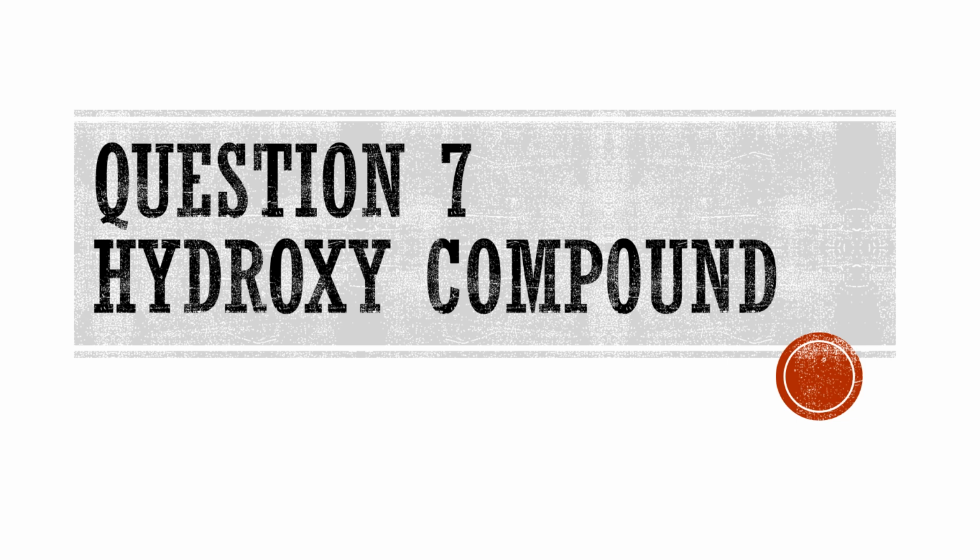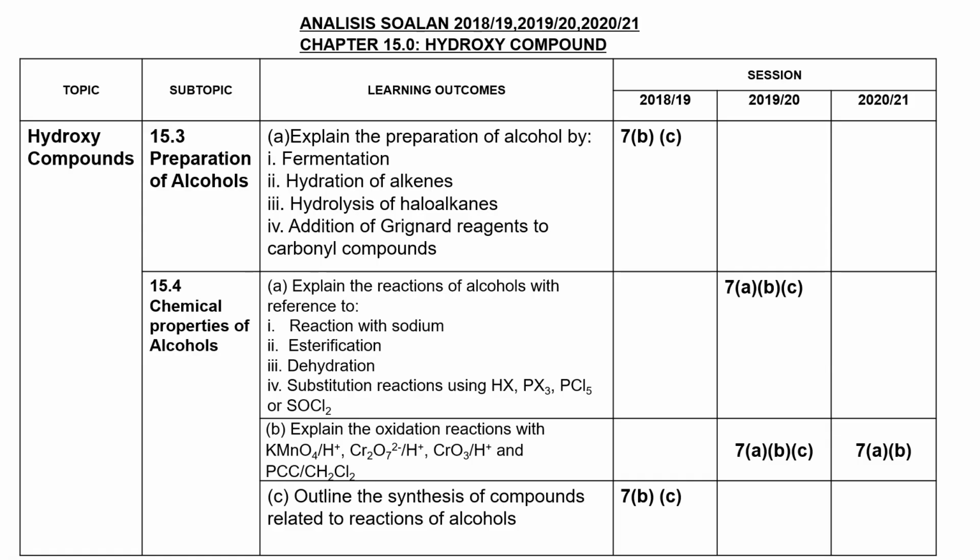Today I will discuss question 7, hydroxyl compound. This is the analysis of PSPN questions from 2018-19 to 2020-21. We found that 2018-19 focused more on preparation and synthesis of alcohol. 2019-20 was about the reaction and oxidation of alcohol. And the last year, 2020-21, was about oxidation of alcohol.